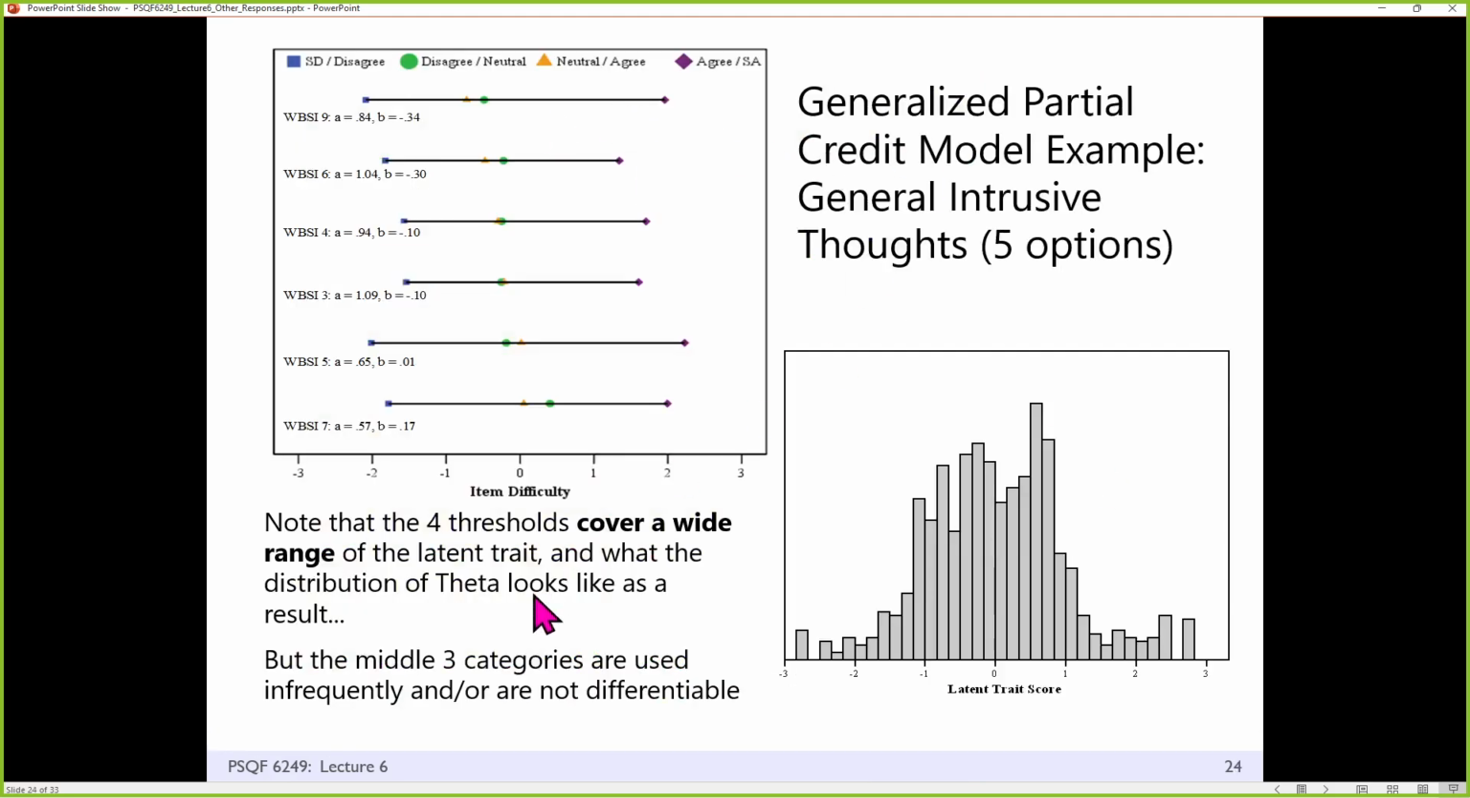Here's another example of an analysis using a partial credit model where the choices are strongly disagree, disagree, neutral, agree, and strongly agree. Fitting the partial credit model shows that the middle choices are pretty much on top of each other and even switch back and forth here. So for whatever reason, people are not viewing disagree, neutral, and agree as very differentiable in terms of where they are on the trait.